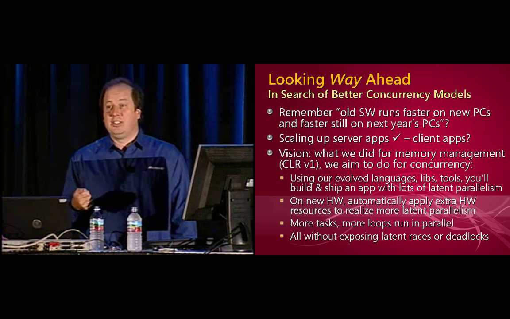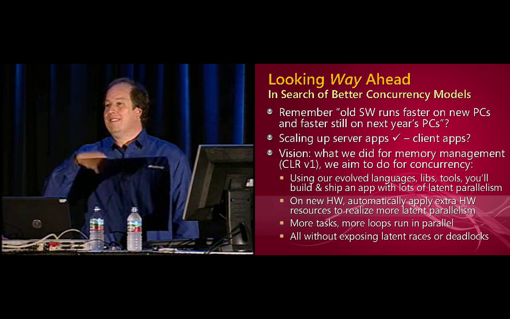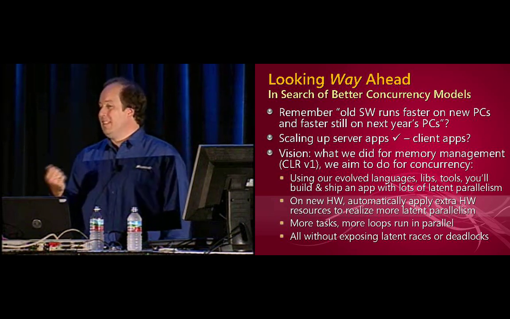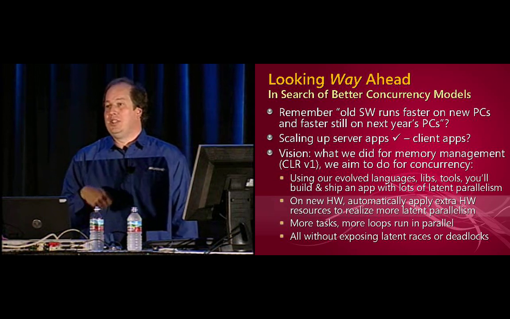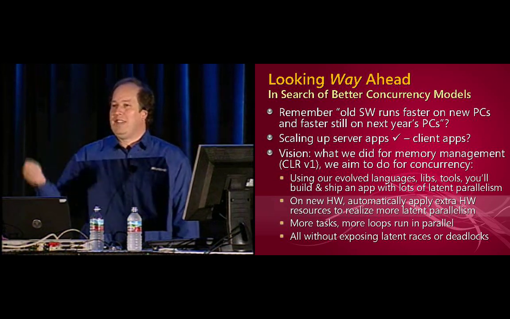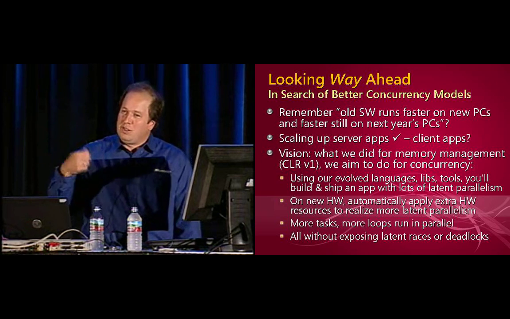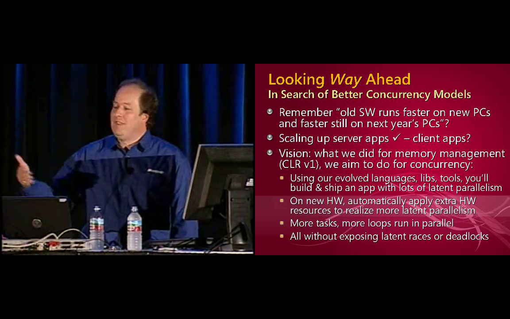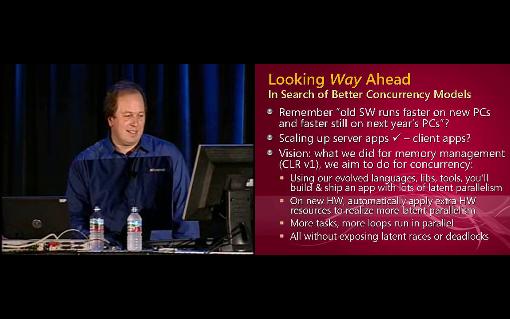The real challenge to this is finding a programming model that lets you do it without having latent data races or deadlock bugs. Sometimes you'll ship code, you'll test it on a one processor machine and it works well. When you actually have 2 or 4 processors, you'll find new bugs. So we're in search of new programming models that don't manifest those latent bugs, even though they do represent latent parallelism.